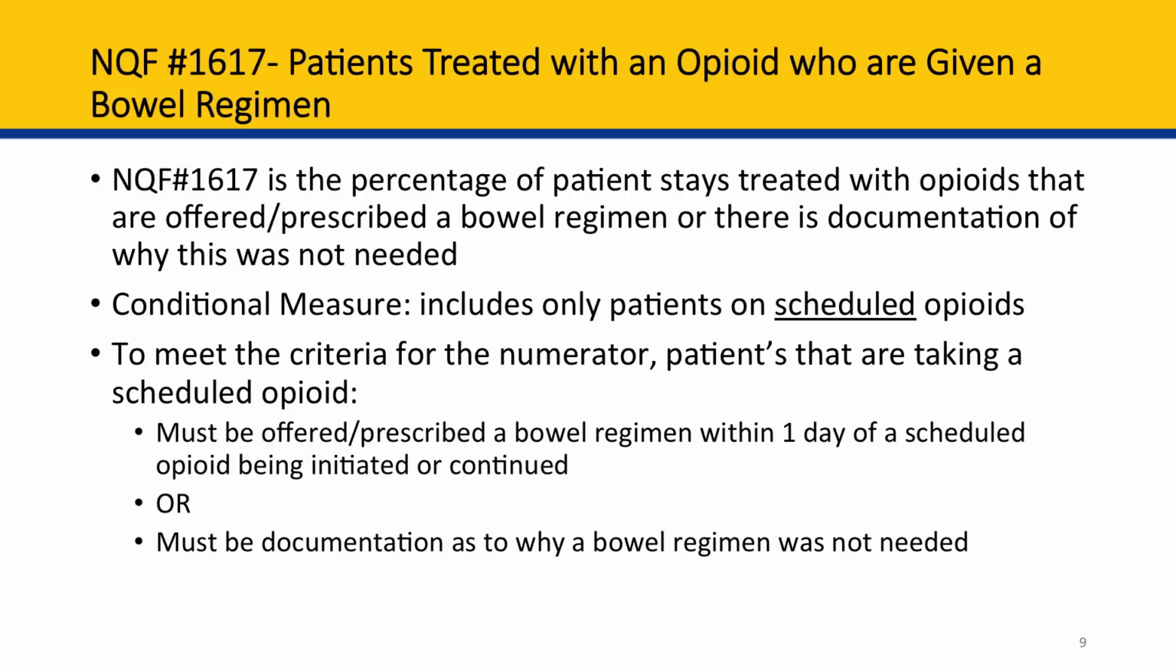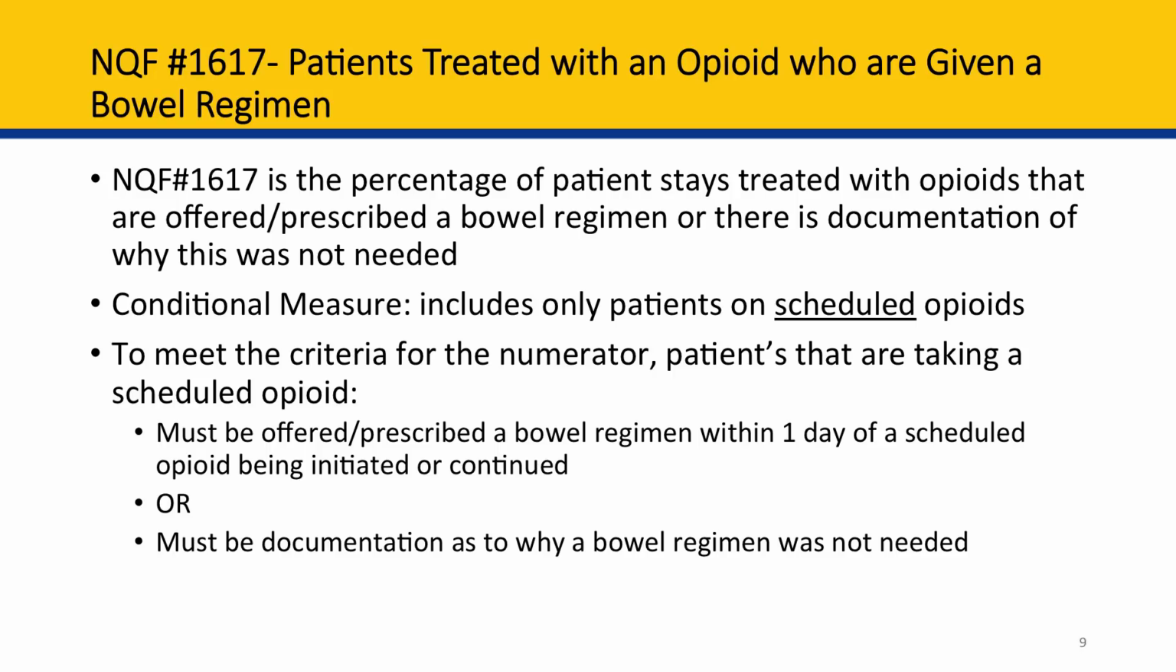NQF 1617 is the percentage of patients' days treated with opioids that are offered or prescribed a bowel regimen, or there is documentation of why this was not needed. While the HIS asks about scheduled and PRN opioids, the quality measure includes only patients on scheduled opioids. As with the bowel regimen item itself, this quality measure is also conditional. This measure only applies to patients who received a scheduled opioid.